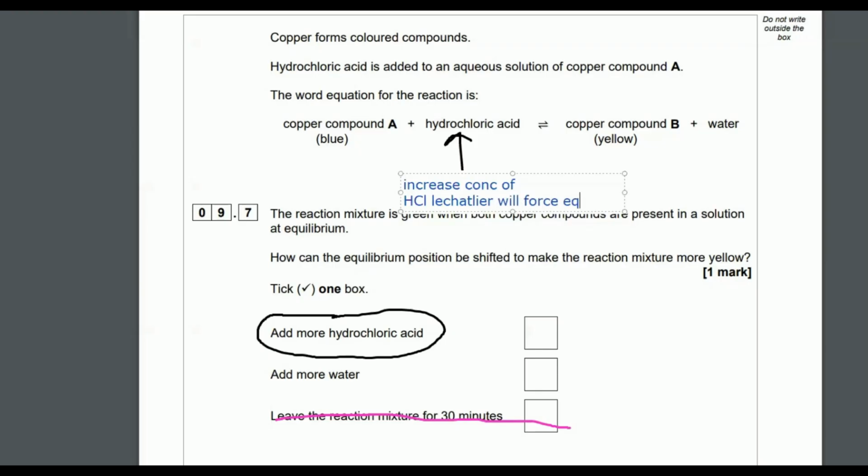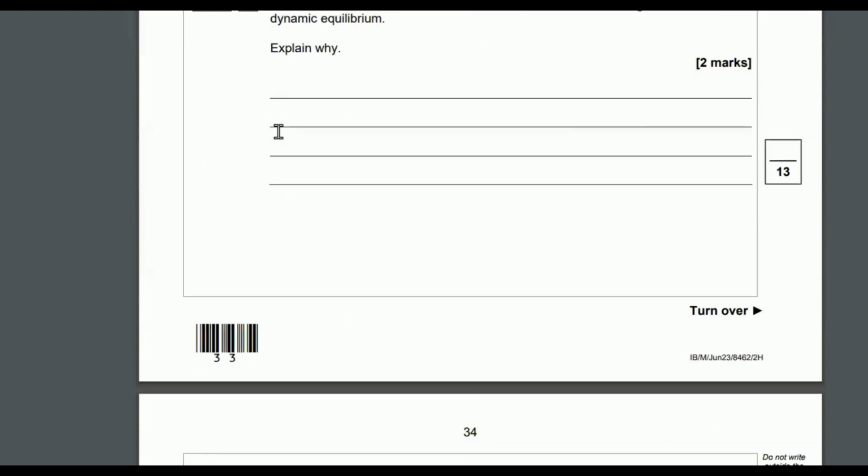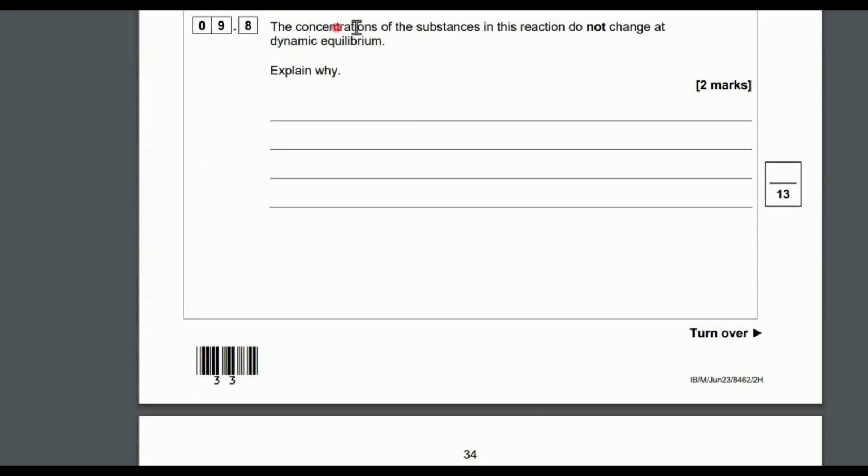So if you make more HCl, hydrochloric acid, it will try and remove that by shifting to the right, and forcing the equilibrium to the right will reduce the HCl, which you've just increased. So add more hydrochloric acid, it will shift to the right, we'll make more of copper compound B, and we'll get a more yellow color. So the clue here is add more hydrochloric acid. Le Chatelier says it will do the opposite.